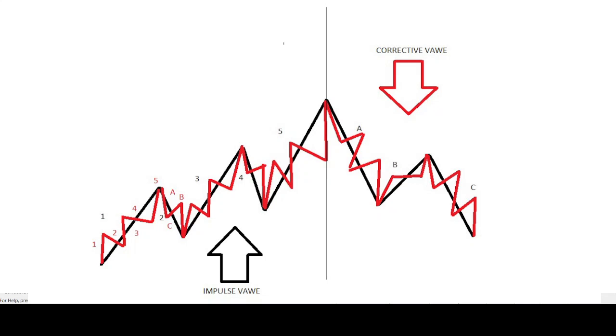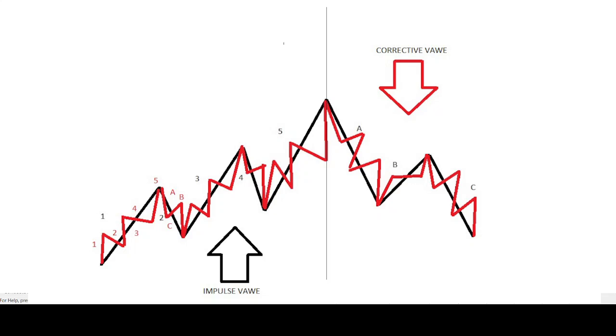Okay, we're looking at another picture, but it's the same picture that I prepared for you, but you can see that both the impulse and corrective wave are created by smaller impulse and corrective waves. So leg 1 of the impulse wave is basically a full impulse wave from 1 to 5, and leg 2 is a complete corrective wave A to C. I'm showing you this just so you would get an idea how the market functions.